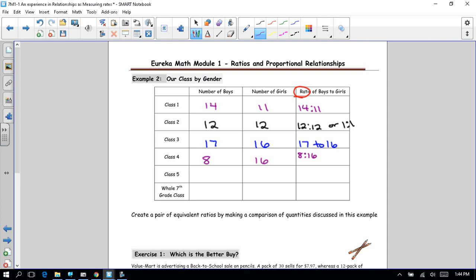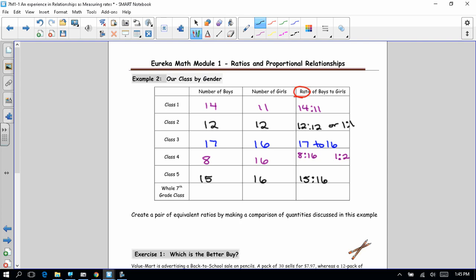So for every one boy, there are how many girls? Yeah, there's 2. For every one boy, there were 2 girls in that class. All right, my fifth class of the day, I had 15 boys and 16 girls. Right? 15 to 16. Can I reduce that? No, there's nothing in between 15 and 16.